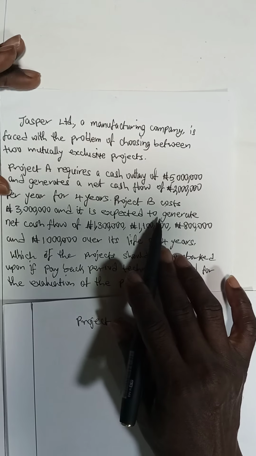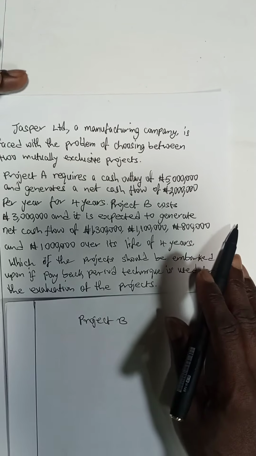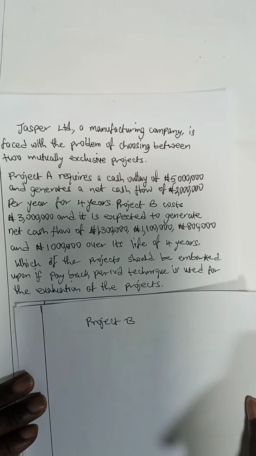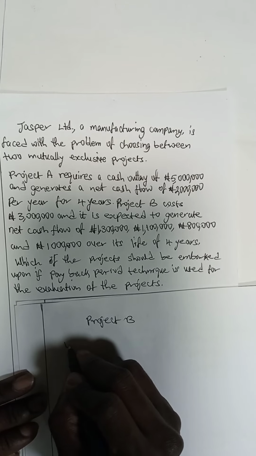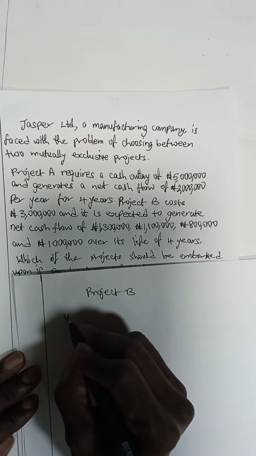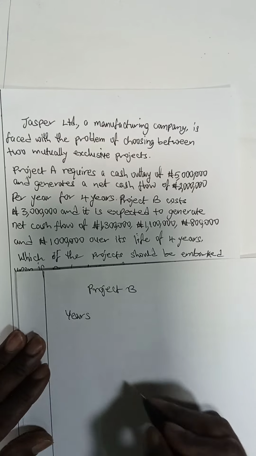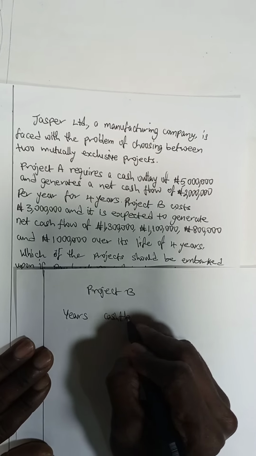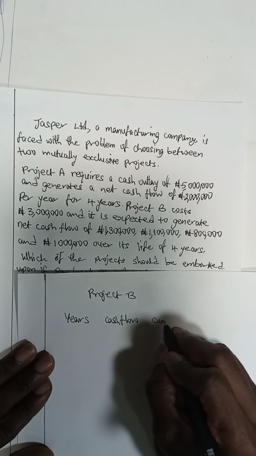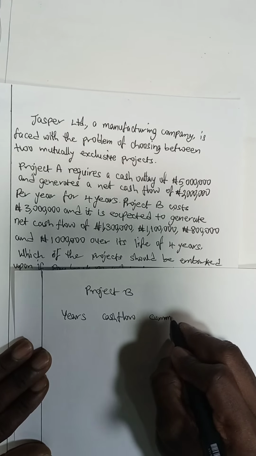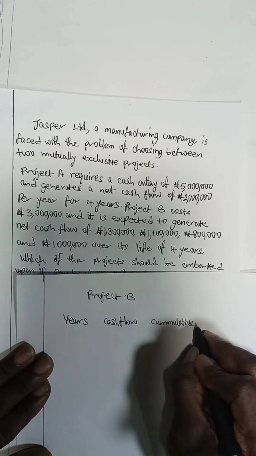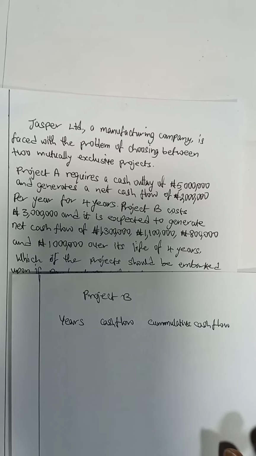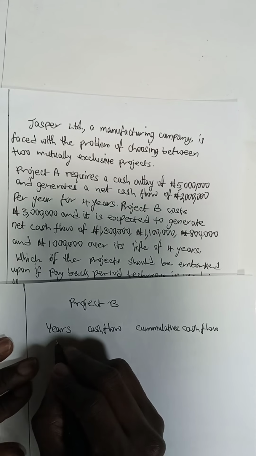So let's look at the initial cash outlay for project B and the net cash flow generated by project B. Let's start again with the number of years. As usual, we say years. Then we say cash flow. Then we say cumulative cash flow. Yes, we start with 0.